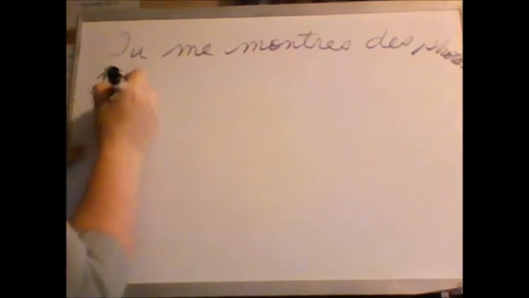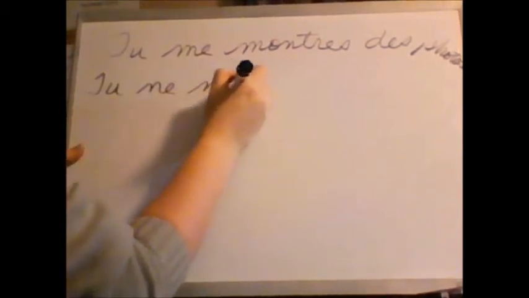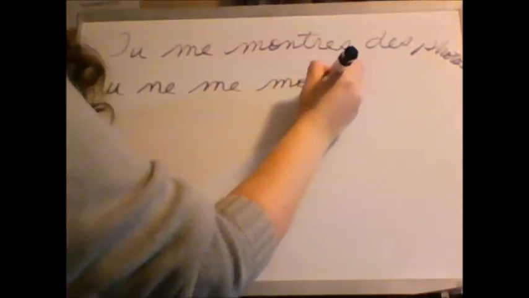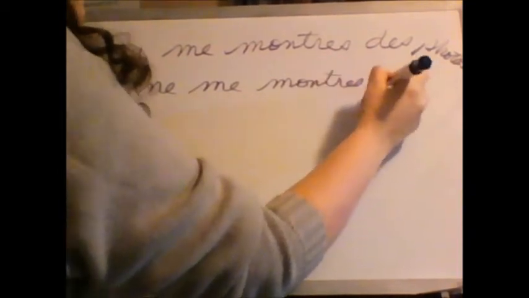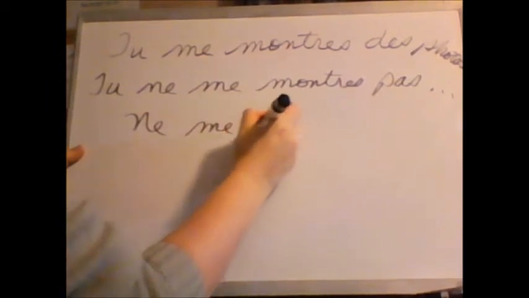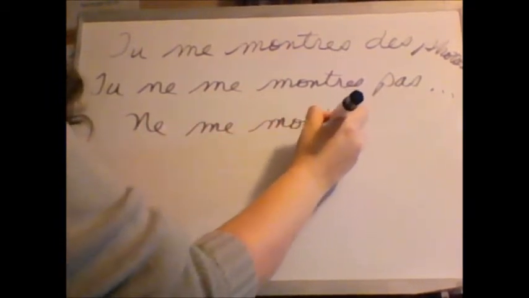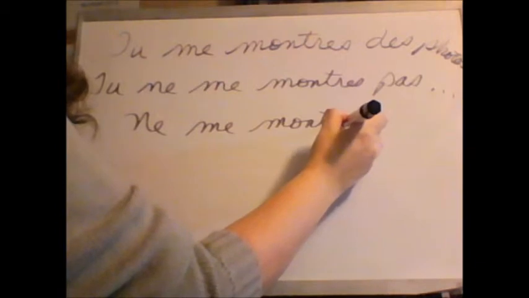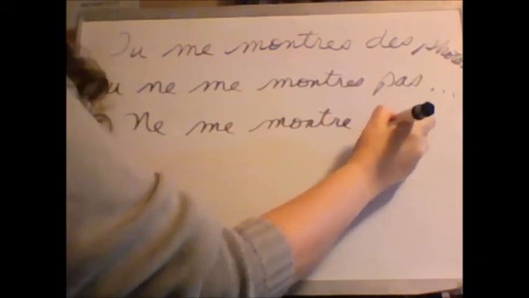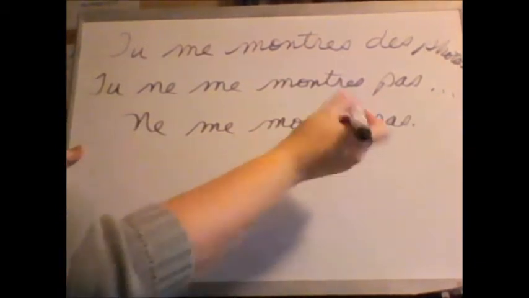In the negative, it would be what? Tu ne me montres. You don't show me the photos. What about the negative command? Don't show me the photos. Ne me montres. Montrer is a regular ER verb, so the S drops. Don't show me the photos.